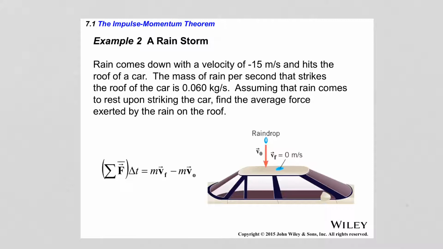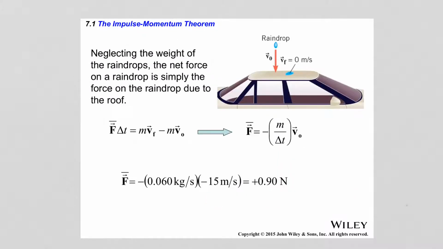So this problem is done by applying the impulse momentum theorem, which states that the impulse of the average force F is equal to the change in momentum of the raindrops. So the raindrops start with initial velocity V0 of negative 15 meters per second. They hit the roof of the car and then they immediately stop, so the final velocity is 0 meters per second. Since the final velocity is 0 meters per second, that means that the term that corresponds to the final momentum will be equal to 0.